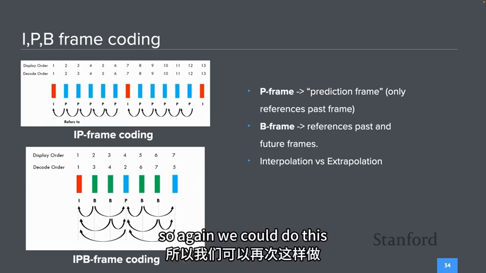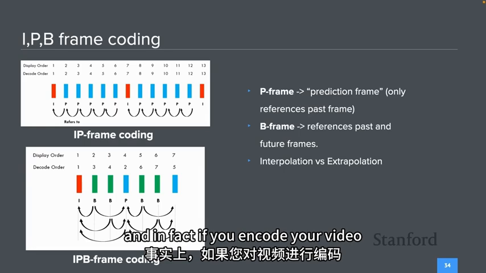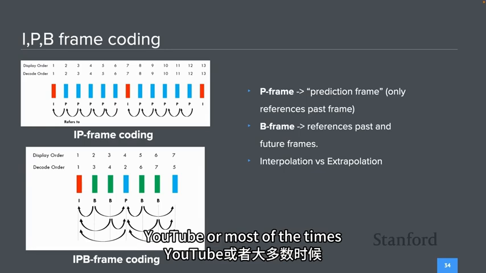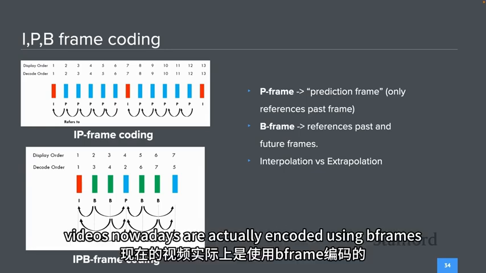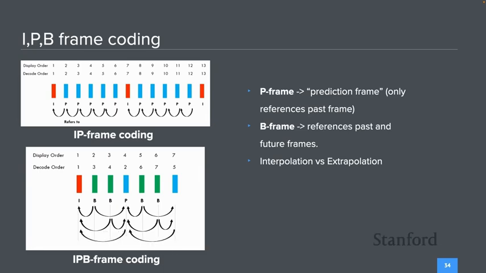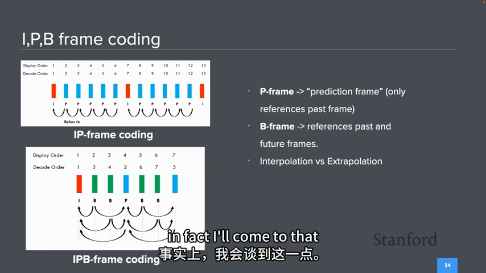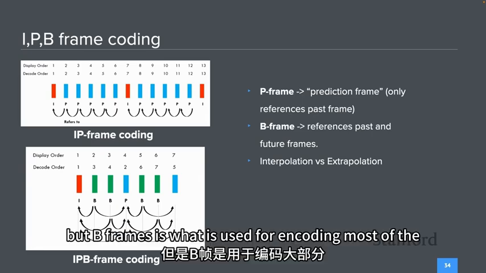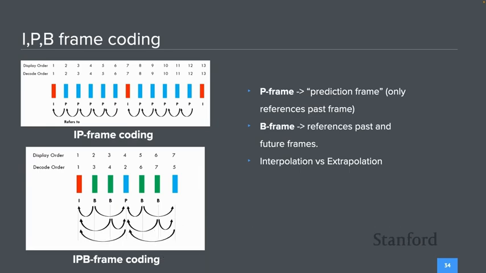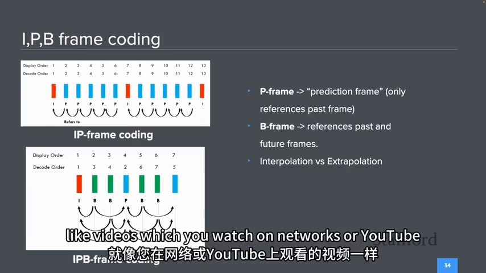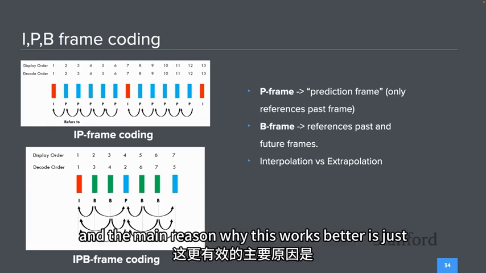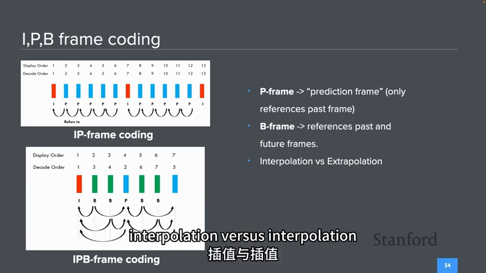Yeah, so again, we could do this. In fact, when you upload a video on YouTube, most of the time videos nowadays are actually encoded using B-frames. I'll come to that: there's something called hierarchical B-frames, which is what is used. B-frames is what is used for encoding most of the videos which you watch on Netflix or YouTube and so on. And the main reason why this works better is just interpolation versus extrapolation.